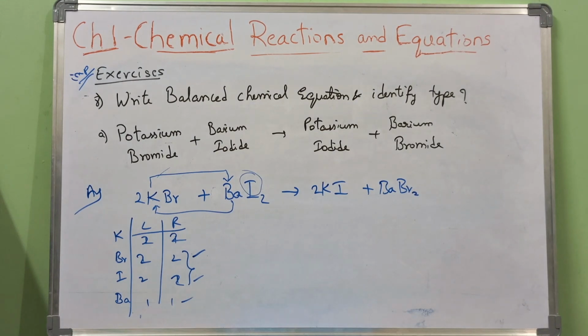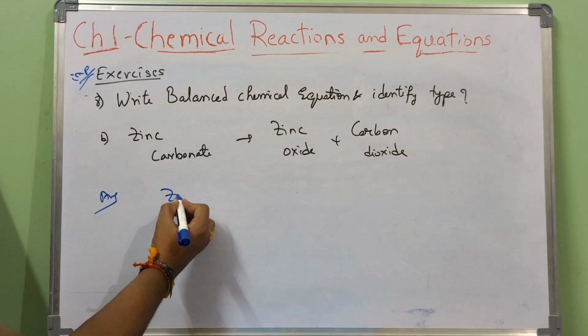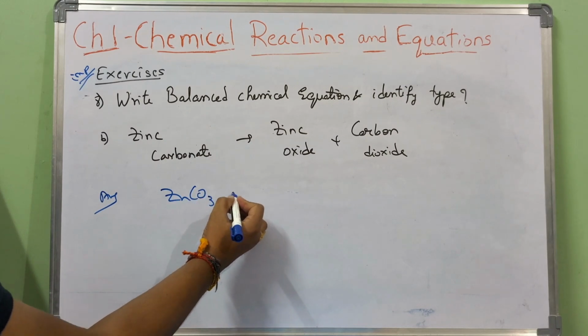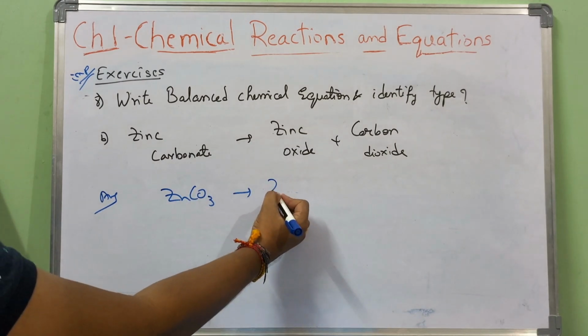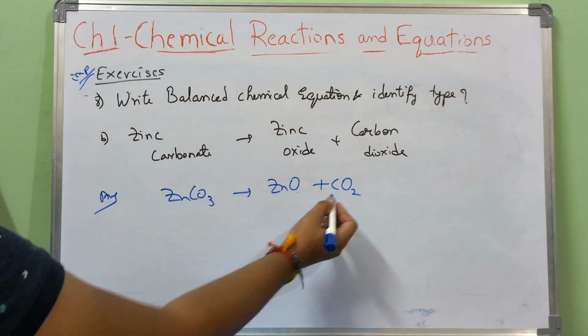Let's go with part B. So what is part B? It is zinc carbonate. It is getting formed as zinc oxide and carbon dioxide. So what is zinc carbonate? It is ZnCO3. It is forming zinc oxide, that is ZnO, plus carbon dioxide, which is CO2.